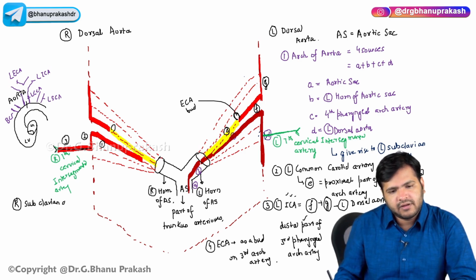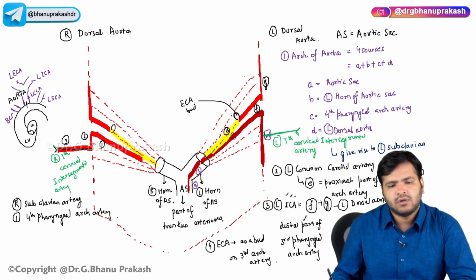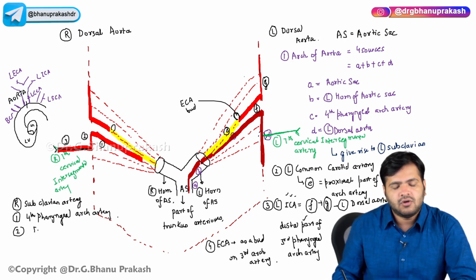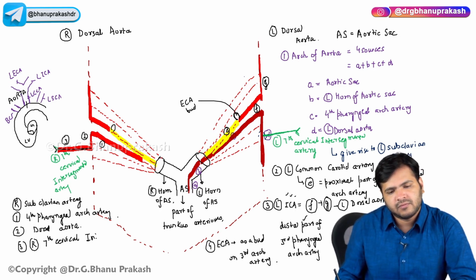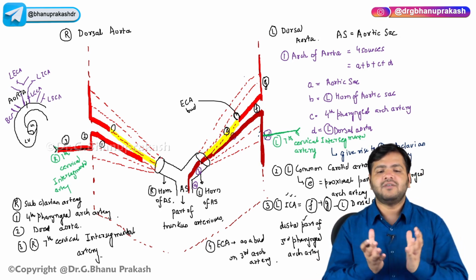So the right subclavian artery, the first one, it is the fourth pharyngeal arch artery. Then we have the dorsal aorta. This is the entire dorsal aorta only. And we have the right 7th cervical intersegmental artery. So yes, now see, majority of the things are done over here.